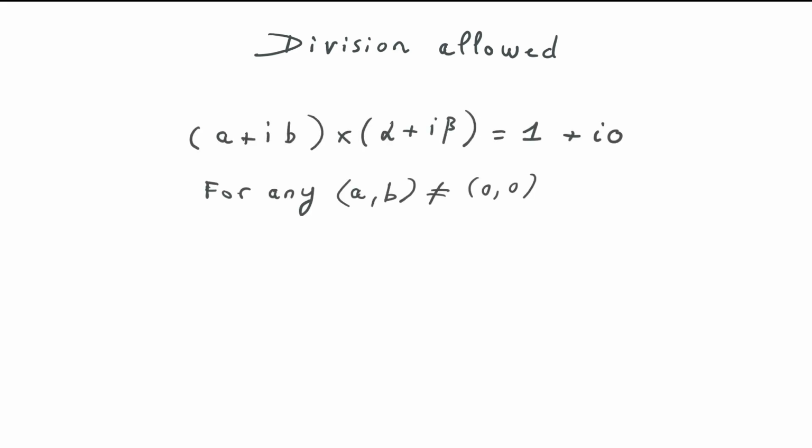Let's go for that. This means that if I have any pair, a plus ib, then if I multiply it by another pair, I can tune this other pair, alpha plus I beta, such that the product is equal to the identity of the multiplication. Said differently, for any complex number, a b, I can find a pair alpha beta such that the product is equal to 1 plus I0. And I can do this as far as a and b cannot be 0 at the same time. One of them can be 0, but not the other. They cannot be 0 at the same time, okay?